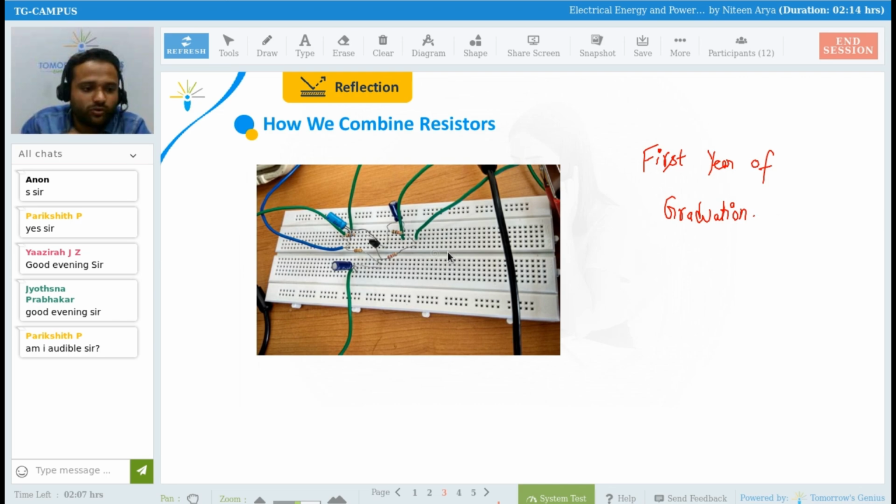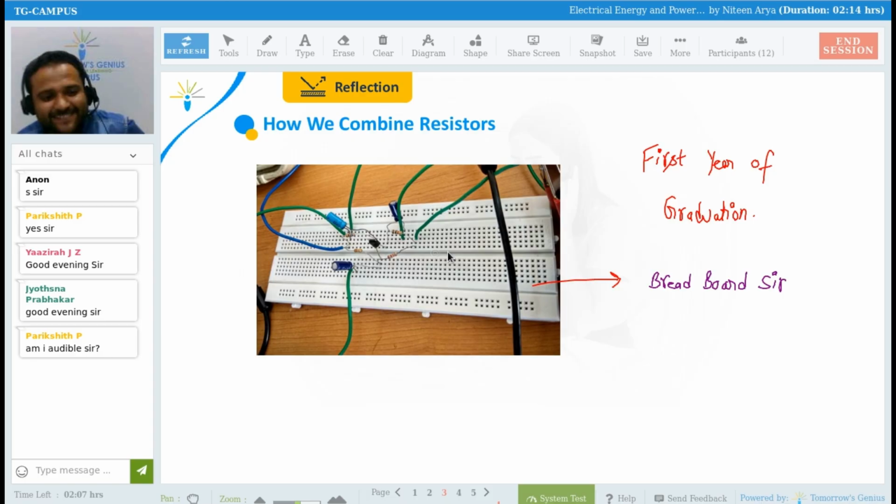Tell me what this is, if anyone knows. Maybe you use this thing in your practical lab also. Breadboard, exactly. Why is this name breadboard? Why not anything else? If anyone knows, please tell me also. I want to know this. Pores. Okay, so bread has pores? Oh, you asked first.